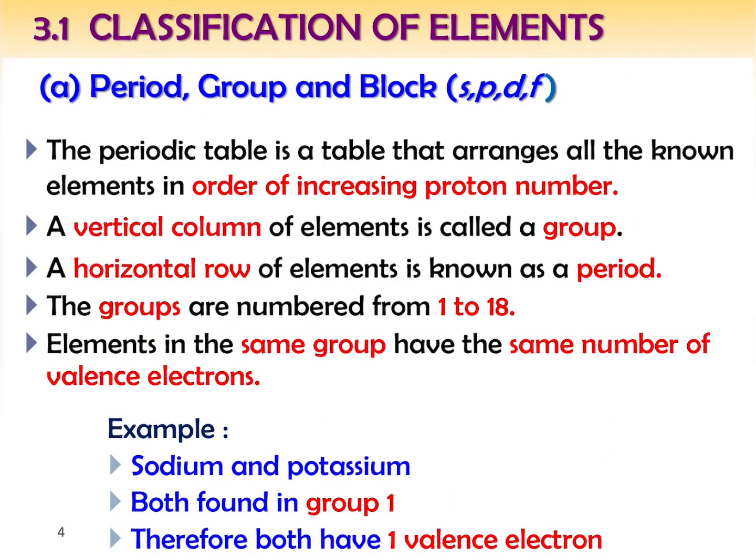Okay, so for example, you have sodium and potassium. Okay, so both of them can be found in group 1. So why group 1? Because both of these two, sodium and potassium, will have one valence electron. Okay, so bila kamu tulis electronic configuration, you can see that both of them will have one valence electron.